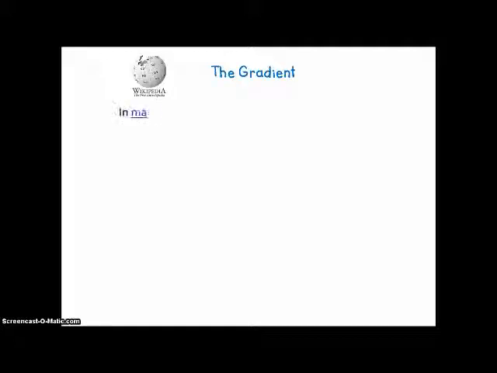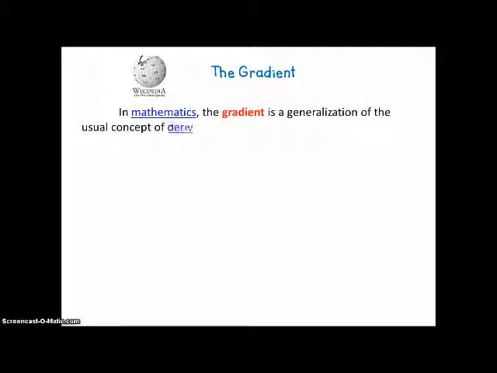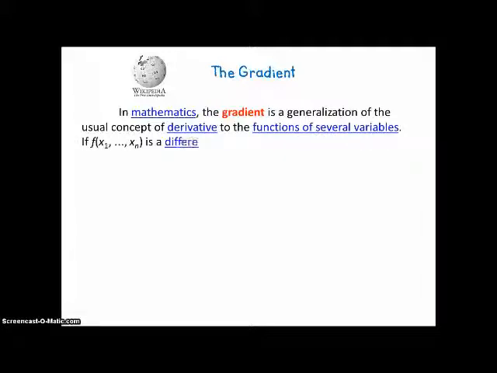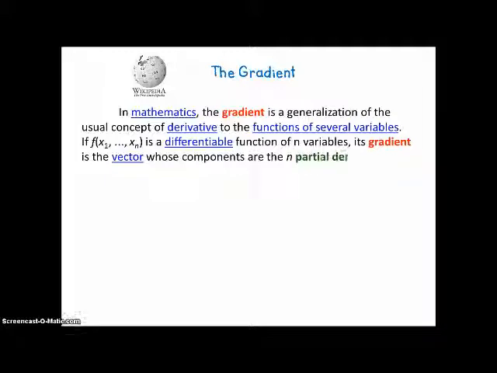According to Wikipedia, the gradient in mathematics is a generalization of the usual concept of derivative to functions of several variables. If f is a differentiable function of n variables, its gradient is the vector whose components are the n partial derivatives of f. It is thus a vector-valued function.